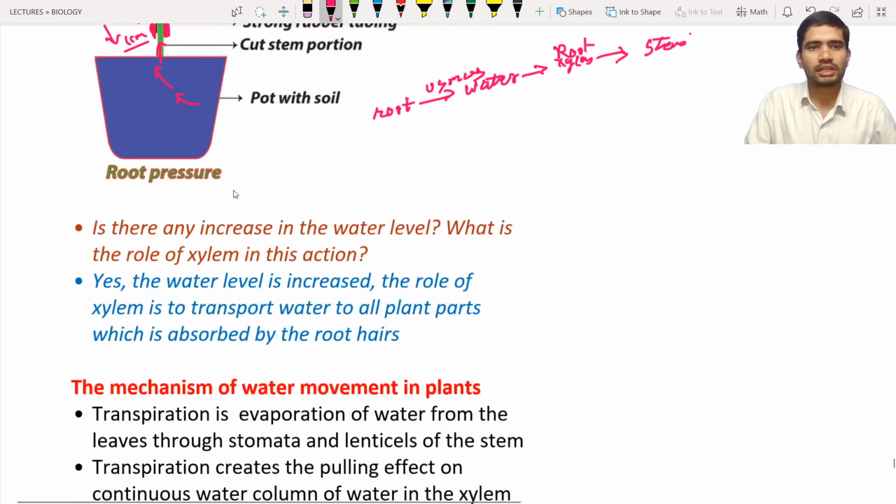Next, there is a question in the textbook: is there any increase in the water level, and what is the role of the xylem in this action? Yes, there is an increase in the level of water in the glass tube. The main role of the xylem is to transport the water, which is absorbed by the root hairs, to all parts of the plant.